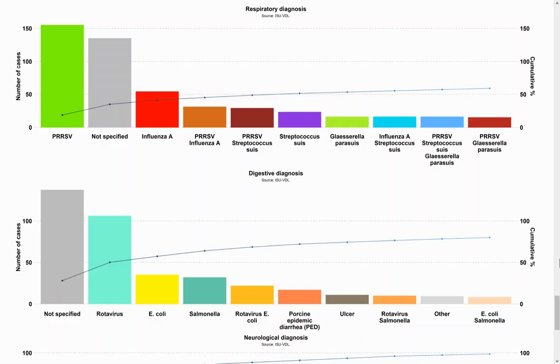So this information is a pilot project from Ohio State University VDL, and when the ISU VDL diagnosticians conclude the investigation, they assign a diagnostic code to each case, which is recorded on the laboratory information management system. This information was the one that we used to create this report. The report just presents the 10 most frequent diagnoses and their diagnosis combination at a submission level for the respiratory, enteric, and neurological system.